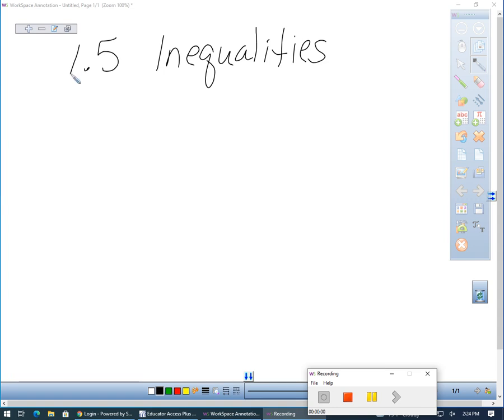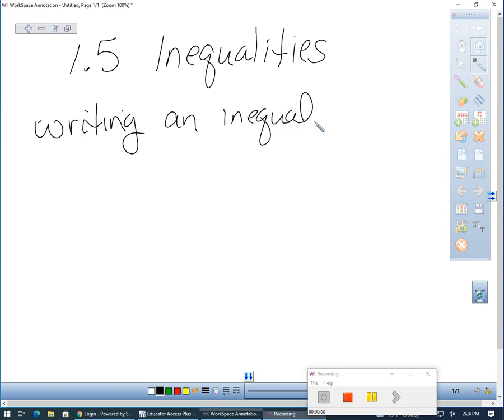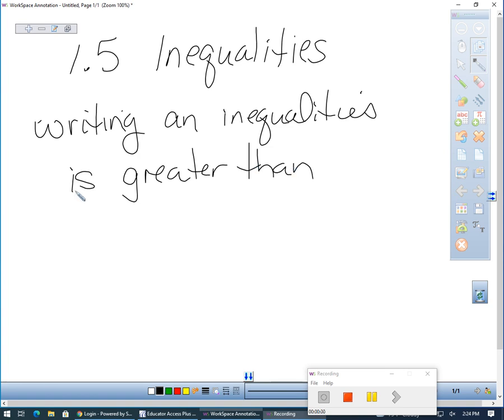If we are writing an inequality, in order to have that sign for an inequality, then the words have to have the word "is." Is greater than. Because of the word "is," we have this sign, which represents that. Is less than. Because of the word "is," we have this sign.